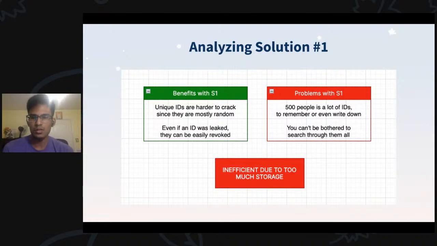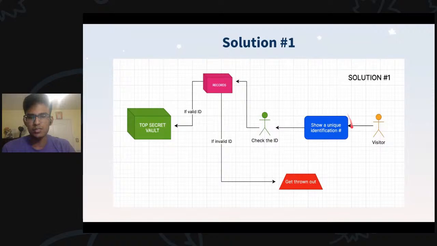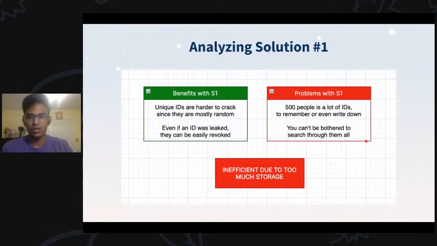So the main benefit is that unique IDs are harder to crack, right? Remember that here, every single ID is unique. So if every ID is unique and there's no shared pattern or key between them, then it's harder for a robber to just make a new ID that they can use. One, because it's not going to be in the list of records, and two, because there's no pattern between these IDs. So unique IDs are harder to crack, and it's harder to make up a fraud ID. They're mostly random, right?